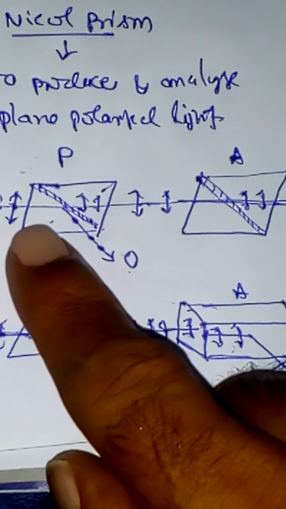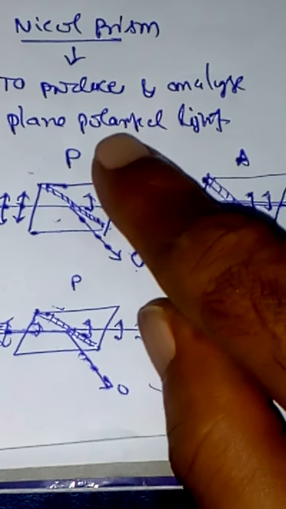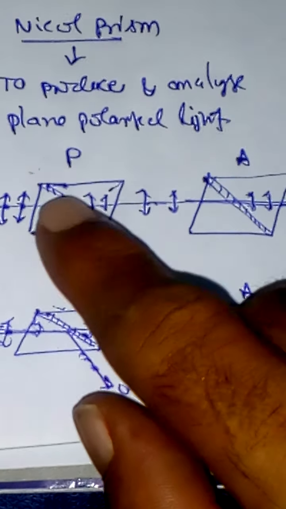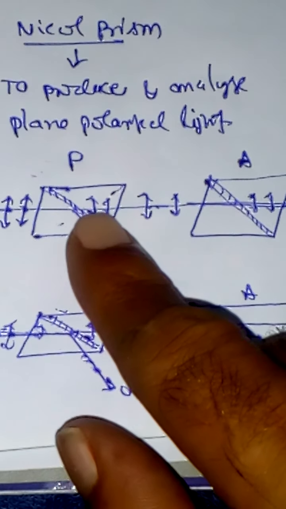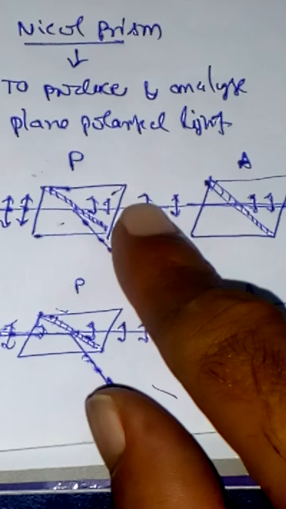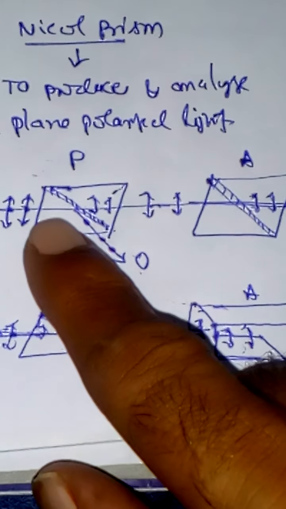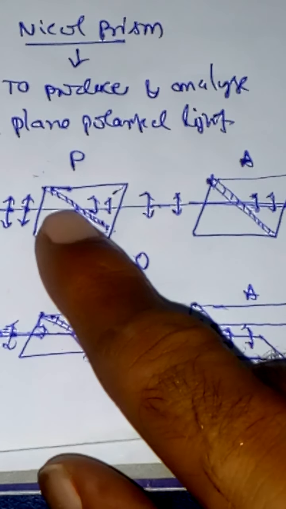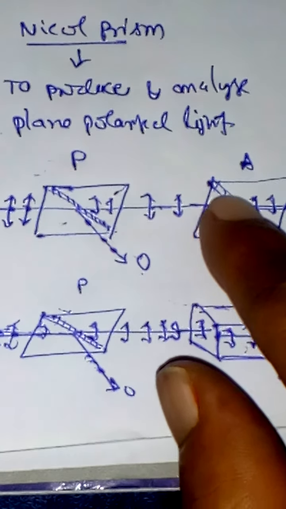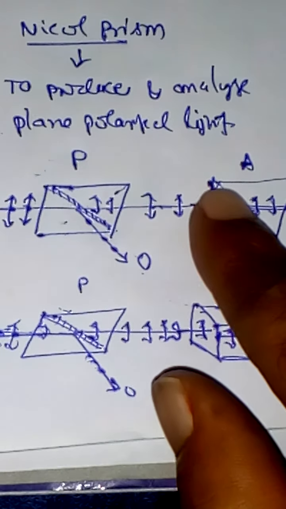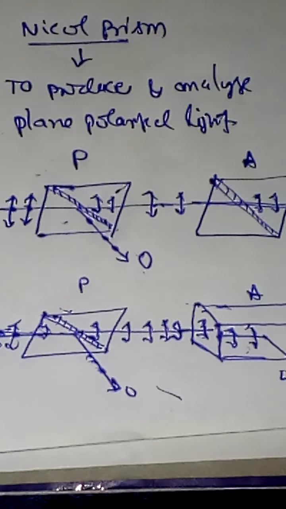This I have already explained, I am telling you again. The purpose of a Nicol prism is to produce and analyze plane polarized light. Here we are considering an unpolarized light passing through the Nicol prism. It is split into two rays, ordinary and extraordinary. The ordinary ray is cut off when it is passing from calcite to Canada balsam. The extraordinary ray is passed through. If it is passing through another Nicol prism, which is called the analyzer, kept parallel to the first one, the extraordinary ray is passed through it. This is the first case.